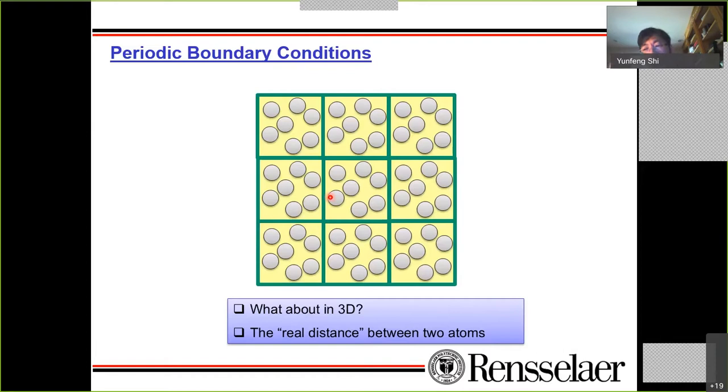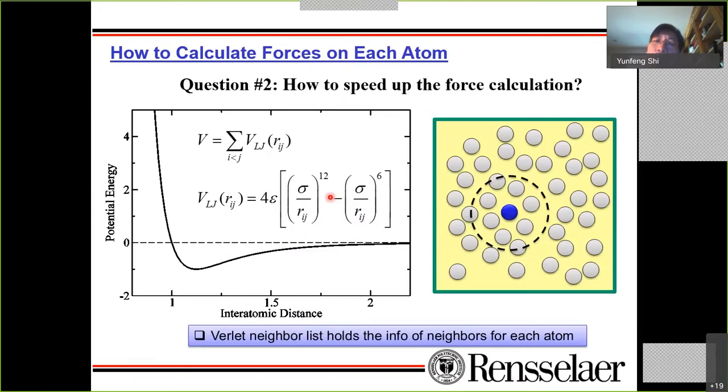Okay, so this will have to be implemented in whatever MD code you're using, right? Now, the second question is how we can speed up the calculation.